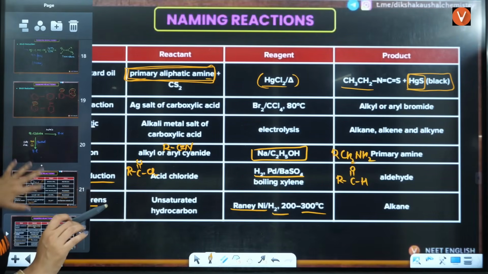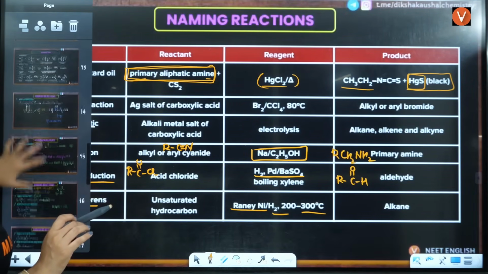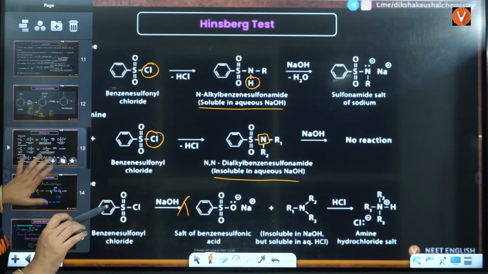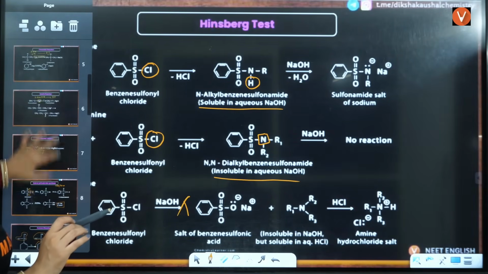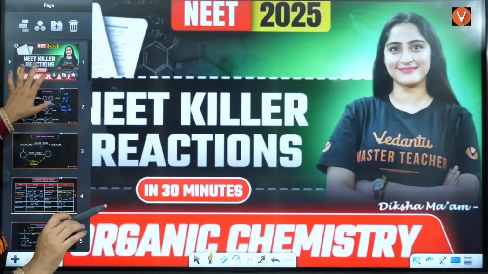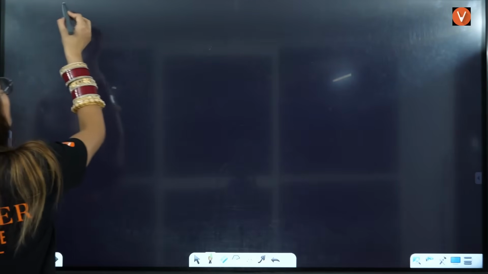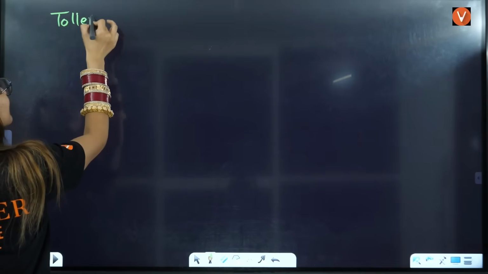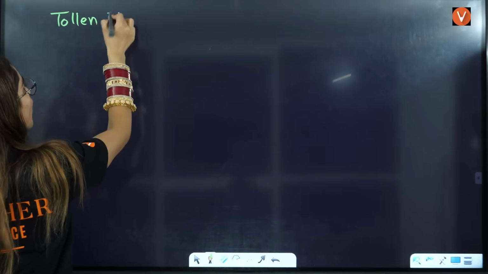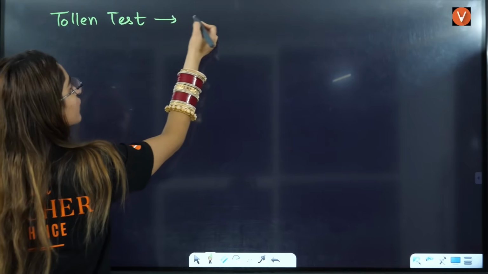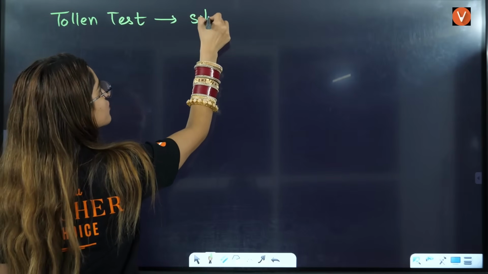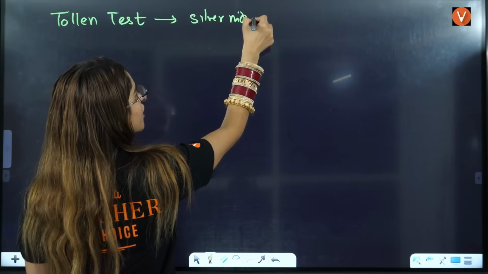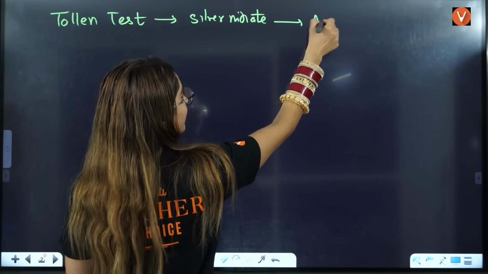One thing I forgot to tell you, that is 2-3 important tests here, because we are still left with some time. So I'll just write down the tests here. That is 3 important things. One is Tollens test, okay? Just remember that here you use silver nitrate solution where you have the formation of Ag.